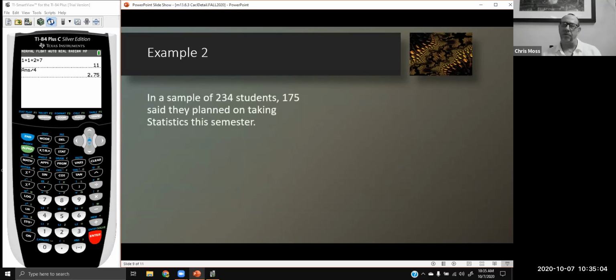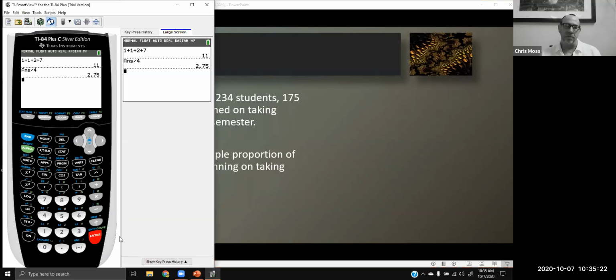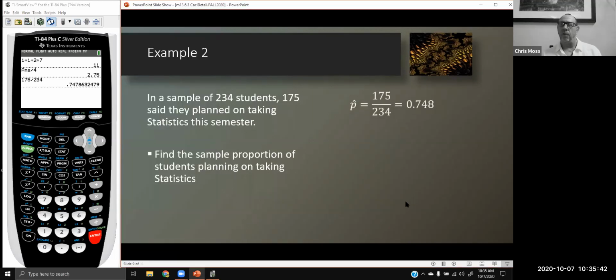Here's a very quick example. We have a sample of 234 students, and 175 of them said they planned on taking stats this semester. A little late to start. We want to find the sample proportion of students planning on taking statistics. So we had 175, so let me come back over here to Mr. Calculator. 175 divided by 234 is 0.7478 and change. Bringing it back over here, rounding to 3 decimal places, 0.748.